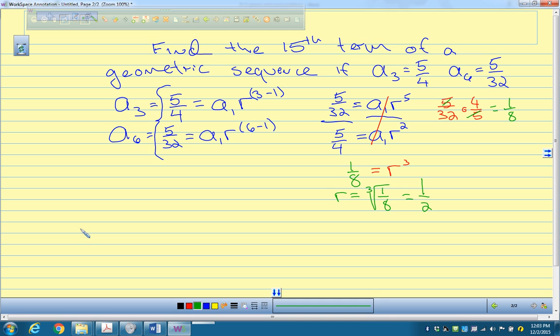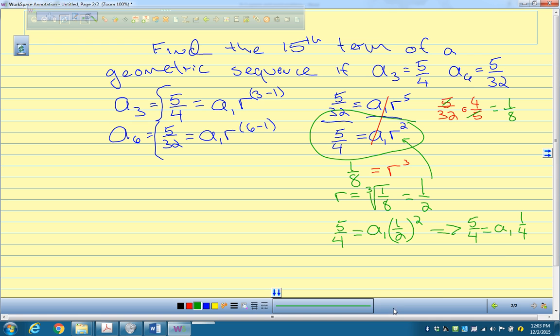Questions? Am I going too fast? Am I going too slow? Okay. So now I know r. I still need to find a. So you need to plug into one of the equations. I would take the simpler of the two and plug in my r, and see what I get for a. So I get 5/4 equals a sub 1 times 1/2 squared, and that gives me 5/4 equals a sub 1 times 1/4.